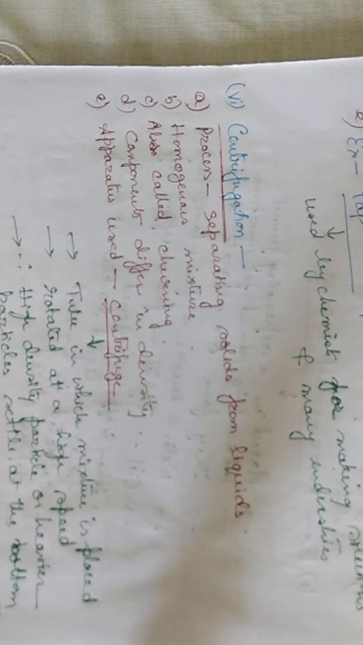Then centrifugation. Here it separates solids from liquids. A homogeneous mixture is required here, and it is also known as churning. Here the components differ in density. The apparatus used here is a centrifuge. What is a centrifuge? It's a tube in which the mixture is placed and rotated at high speed. High density particles, or the heavier particles, settle at the bottom, and the lower density particles float on the liquid.